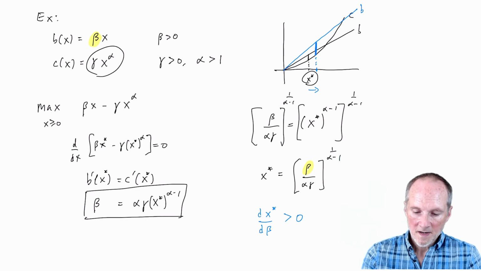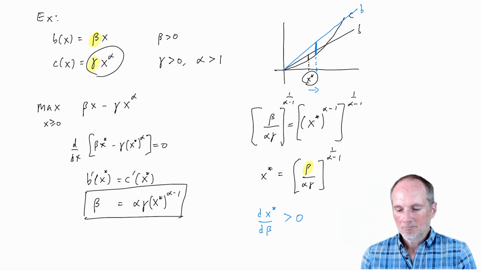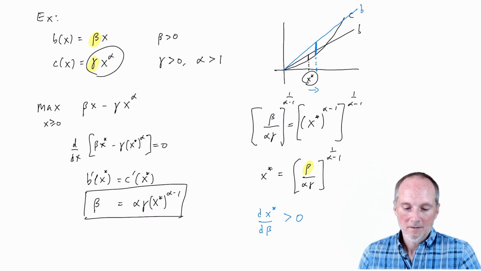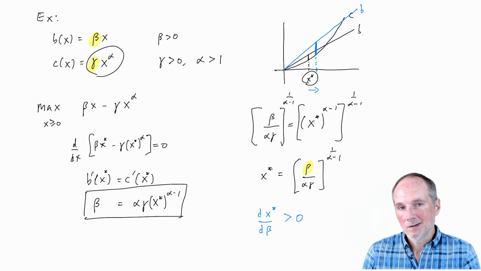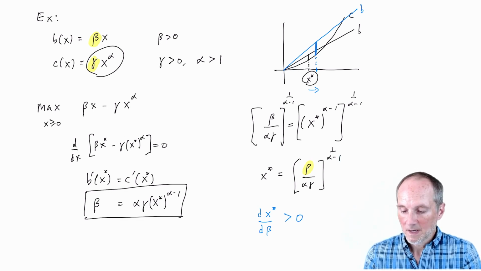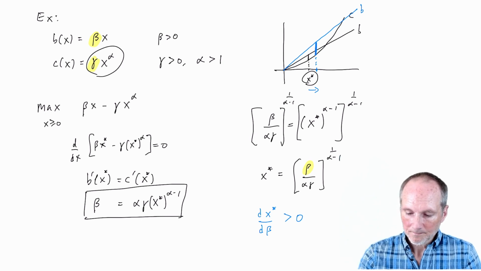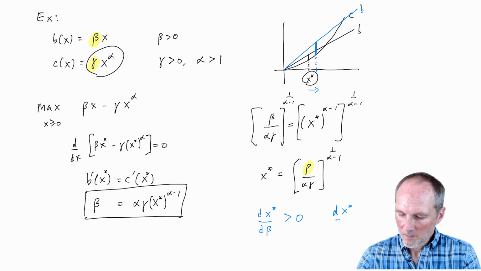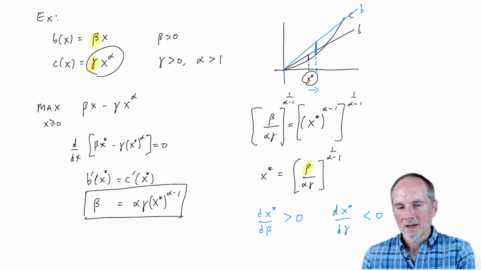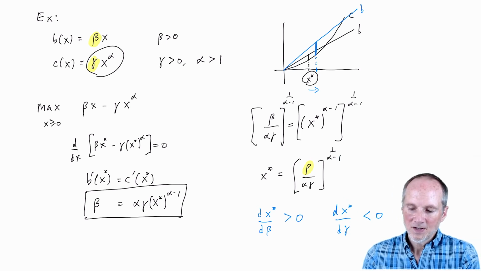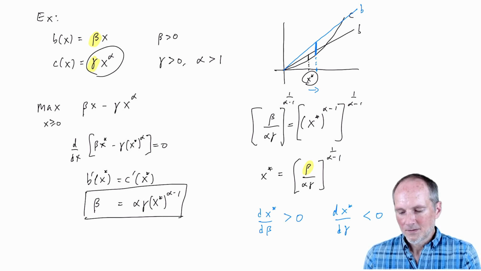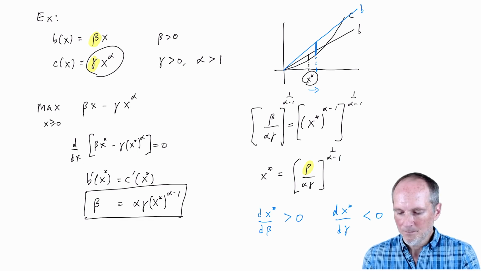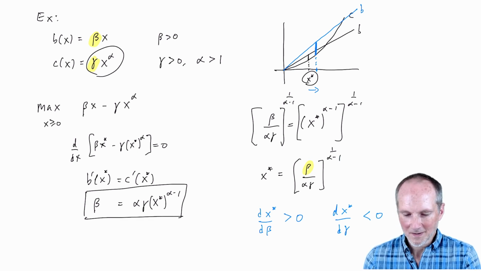We could do the same exercise with gamma, and not surprisingly, if it becomes more costly to build scale, then you're not going to do as much at the optimal solution. So the derivative of x star with respect to gamma is going to be negative. Alpha is more complicated. If we vary alpha, that's going to change the shape of the cost function curve, and the sign of that derivative is actually going to depend on the other parameters as well. So I'm not going to bother with that one.